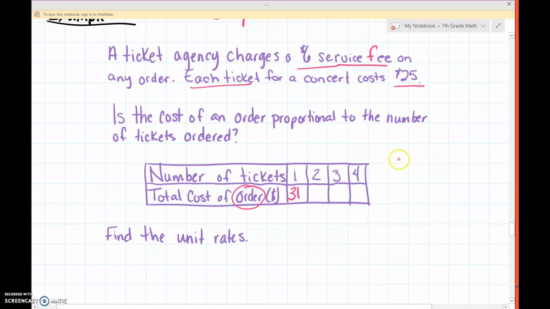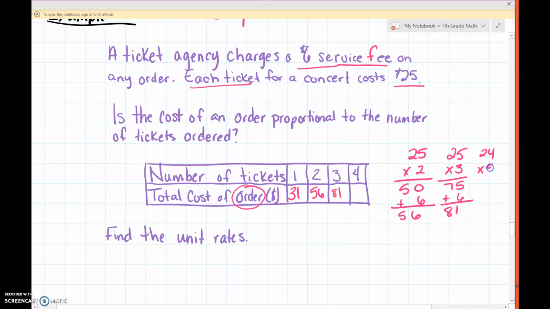So now what do I do? To find 2, well, I know that 2 tickets are going to be $25, which will give me 50, plus that $6 service fee is $56. 3 tickets will be $75, plus $6 is $81. And 4 tickets, 25 times 4 tickets is going to be $100 plus the $6 service fee, means it's $106.